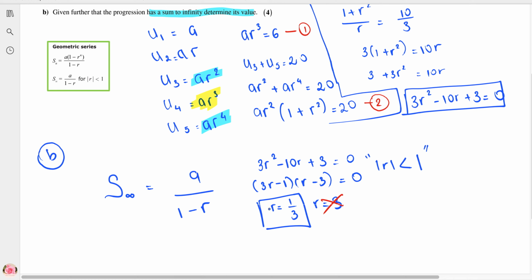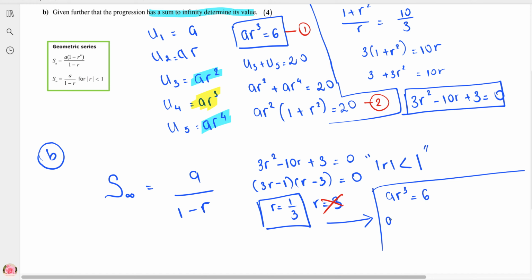So we've got r here. We need to calculate the value of a. So we have an equation here that we can use where you can plug in for r and you can rearrange to find a. So let's do that. So I'm going to take from here: ar cubed is equal to 6. So a into 1 over 3, so a third cubed is equal to 6. So that's going to be a is equal to 6 times 27, which is 162. Okay, so that's your a, and this is your r.